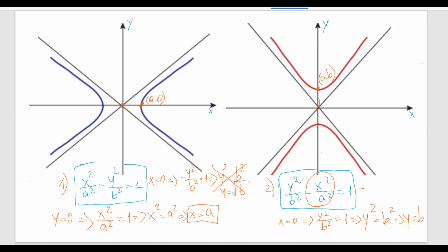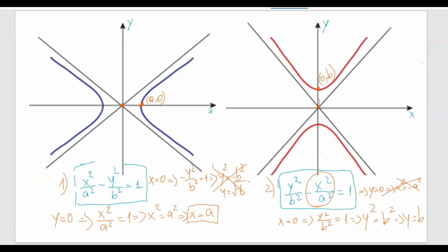The same thing is going to happen here. If I were to set y equals 0, I will get x squared equals minus a squared. And this is not a solution. I get an imaginary number.